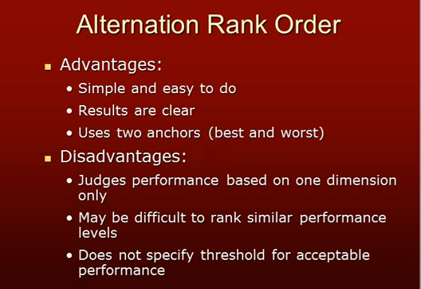Okay, ji. So then there comes the alternation rank order. Now, in an alternation rank order process, the supervisor initially lists all the employees. Then the supervisor selects the best performer as number 1, then the worst performer, that might be N, and then the second best, that is number 2, and then the second worst, that is N minus 1, and so forth, alternating from top to bottom of the list until all employees have been ranked. So it has some disadvantages and some advantages also.